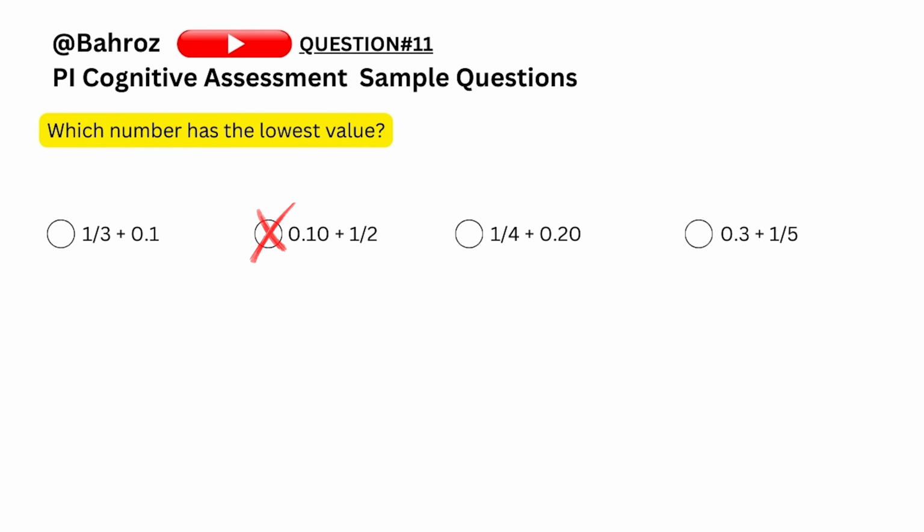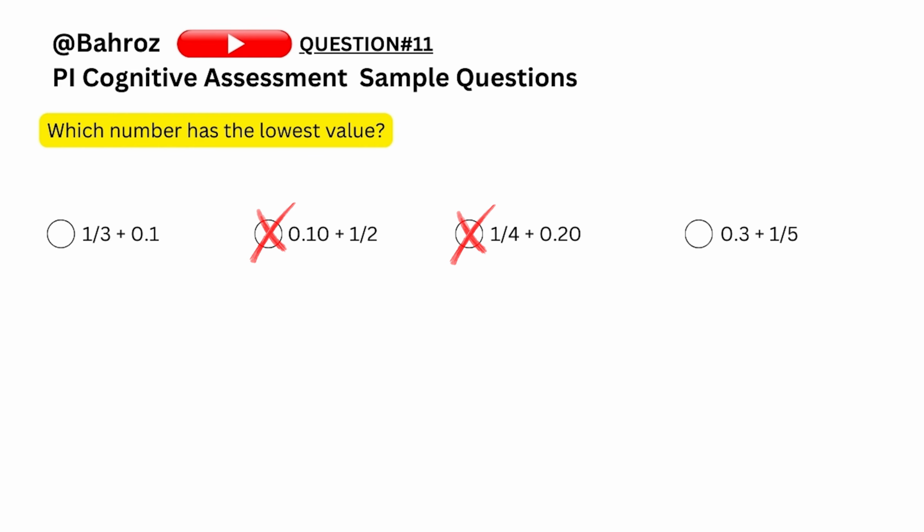Now comparing option A with option C. So option C is 1 by 4, which is 0.25 plus 0.2, which makes it 0.45. Still, option A is lower as we compare option A with option C.